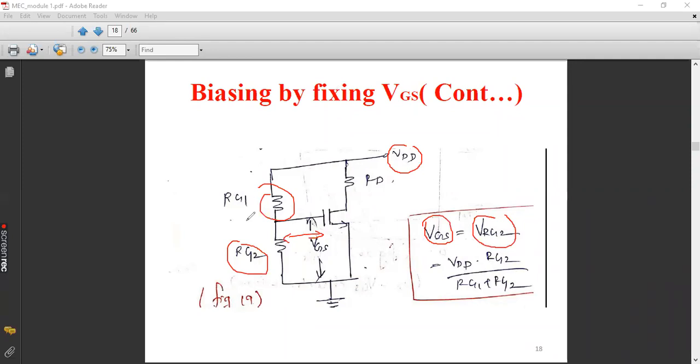Now, think about the values of RG1 and RG2. If I choose the two resistances identical, meaning their values are the same, then what will be the relationship between VRG1 and VRG2? If RG1 is equal to RG2, what will be the relationship between VRG1 and VRG2? VRG1 is the voltage across RG1 and VRG2 is the voltage across RG2.